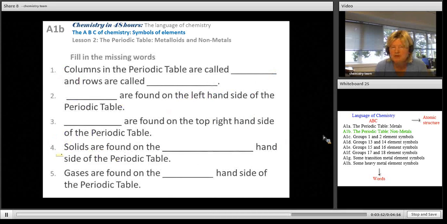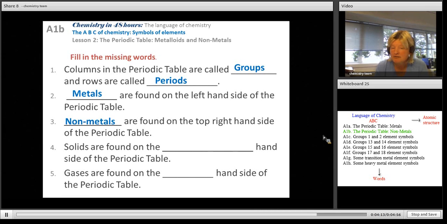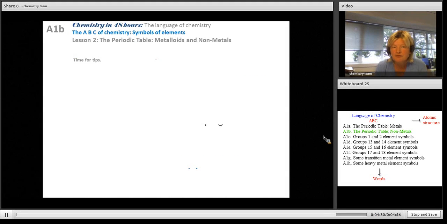Time for practice. So pause the video and see if you can fill in the missing words. Here are the answers. So columns in the periodic table are called groups and rows are called periods. What do you find on the left-hand side? You find metals. What do you find on the top right-hand side? Non-metals. Solids are found on the left to bottom right hand side, so more or less where the metals are, and gases are found on the very top right and the very far right actually as well of the periodic table.